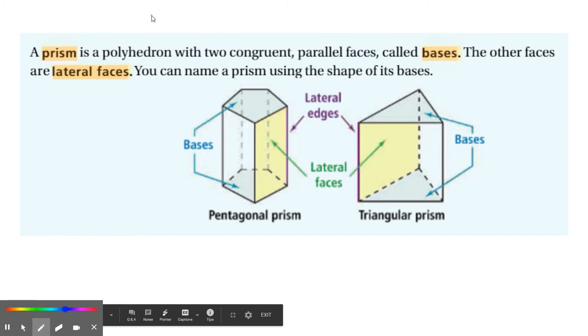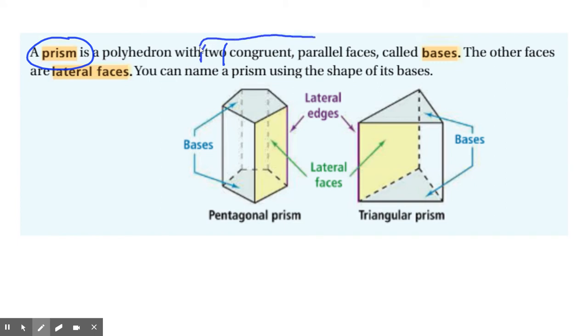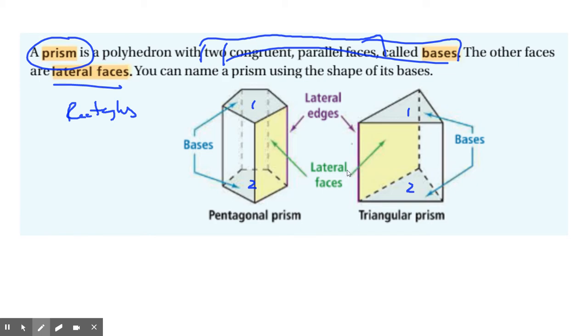Okay, so now let's really focus on what a prism is. A prism has two congruent parallel faces, which are called the bases. The other faces are the lateral faces. They're going to be rectangles. So your lateral faces are rectangles for your prism. In this case, this is a pentagonal prism. Here's the top base and bottom base, and the rest of the faces are rectangles. Here's a triangular prism. Here's the top, here's the bottom, and then again, the rest of the faces are rectangles.